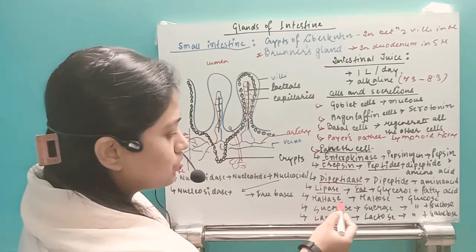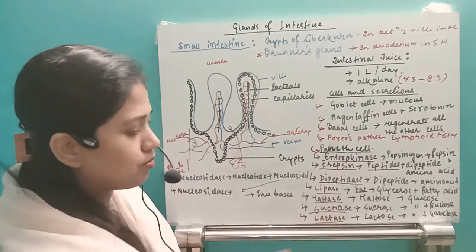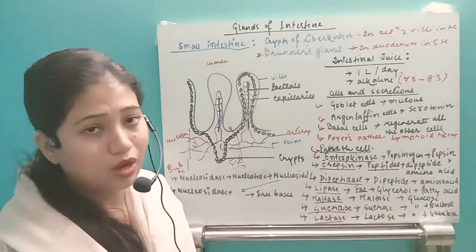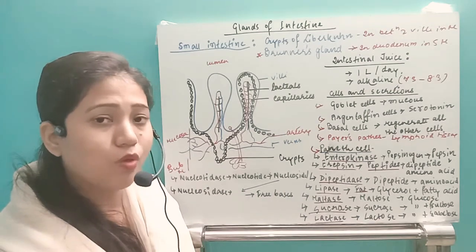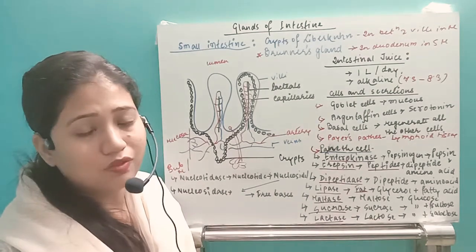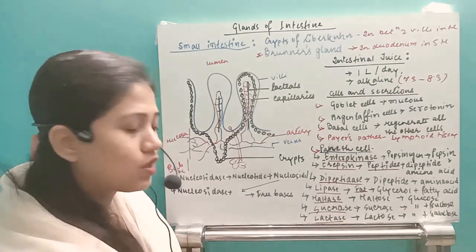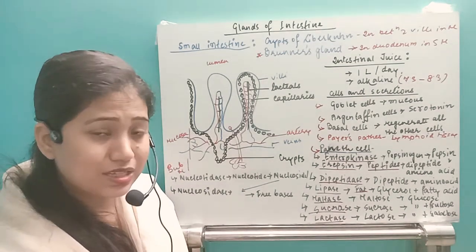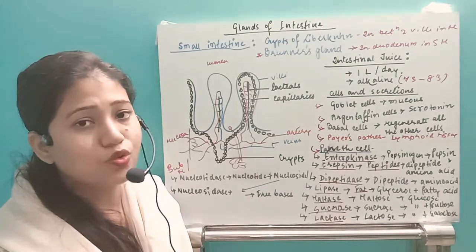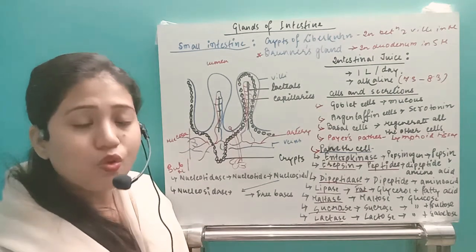Next one, maltase, sucrase and lactase. Remember, they will work on carbohydrates. So maltase will work on maltose and convert it into glucose. Next one, sucrase, which will act on sucrose and convert it into glucose and fructose.